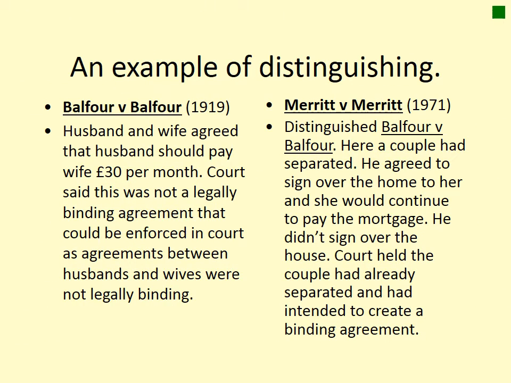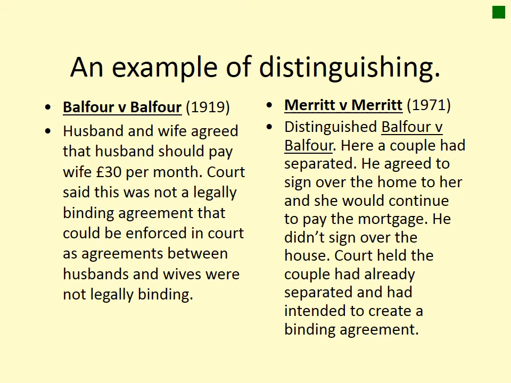So this can be seen in the case of Balfour and Balfour, followed by the case of Merritt and Merritt. Balfour and Balfour was from 1919. In this case, the husband and wife had an agreement that the husband would pay the wife some money each month. When they separated, the husband stopped paying the money, and the court said that it was not a legally binding agreement, because agreements between husbands and wives were not legally binding. It was a social and domestic agreement only.